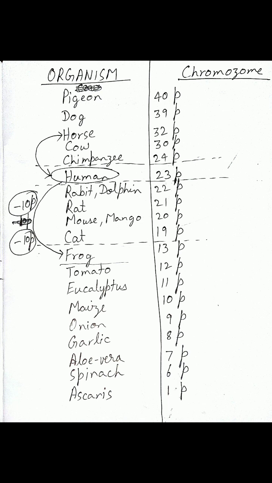And who eats mouse? Mice are eaten by cats. So cats have 19 pairs of chromosomes. Okay, till this, just try to remember.